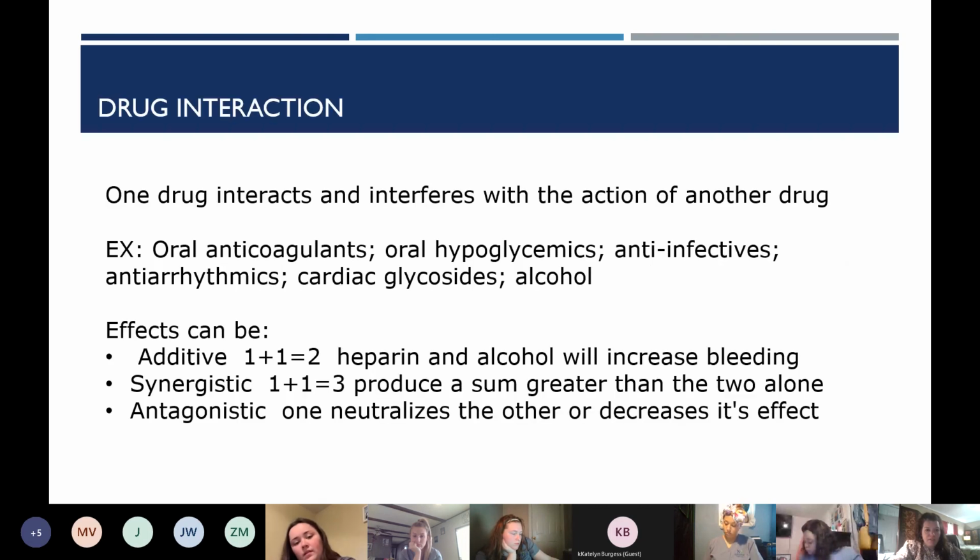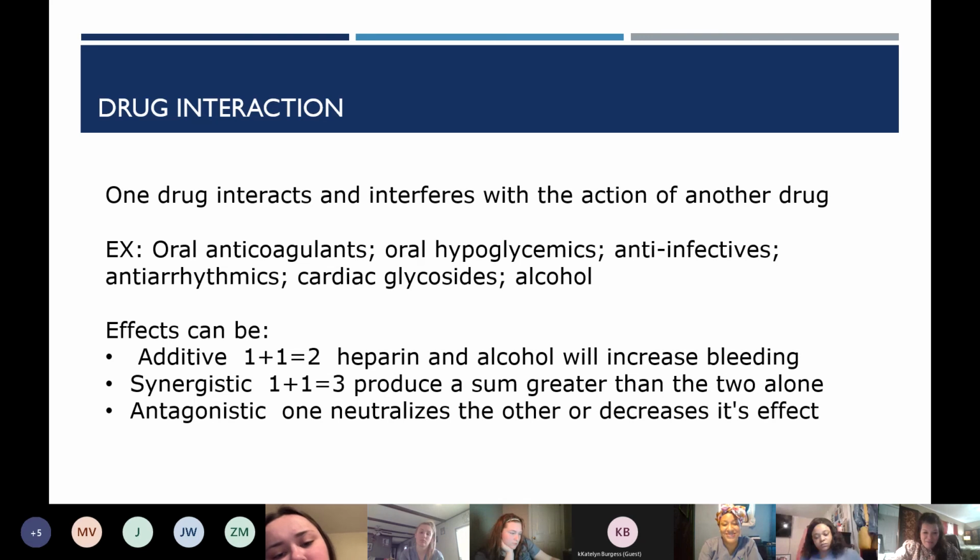Okay, we have drug interactions. So obviously a drug interaction is when one drug interacts or interferes with the action of another drug. So there's several different ways this can happen. And then there are certain drugs that are known to interfere with a lot of things. Like, let's talk about the most common one. Does anybody know, if you're taking an antibiotic, what can it cancel out? Birth control. Yes.